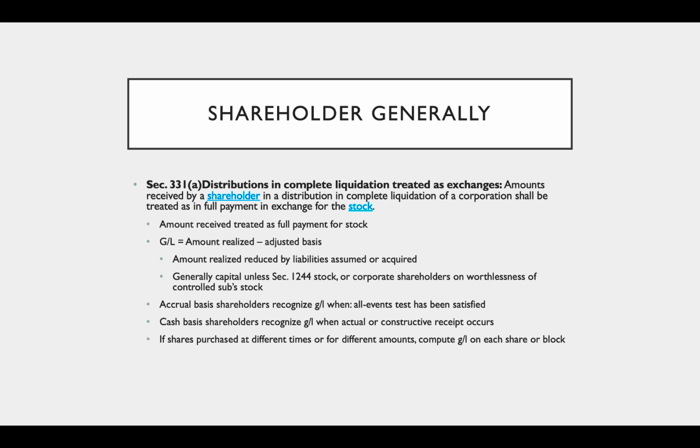All right, also, corporate shareholders holding worthless stock in a subsidiary can also treat that loss as ordinary. Accrual basis shareholders will recognize the gain or loss when the all events test has been satisfied, and a cash basis shareholder will recognize that gain or loss when there's actual or constructive receipt of the assets. If the shares were purchased at different times or for different amounts, we're going to have to compute gain or loss on each share or block of shares because they will be different.